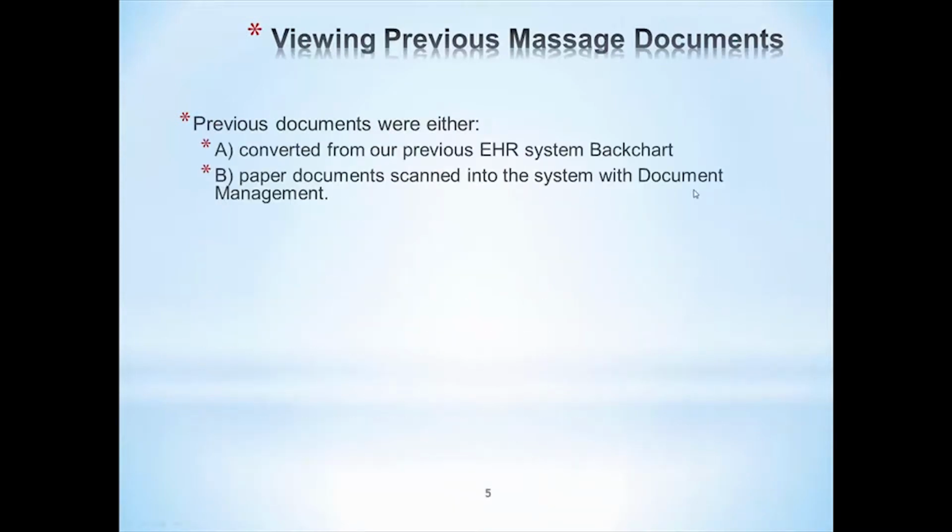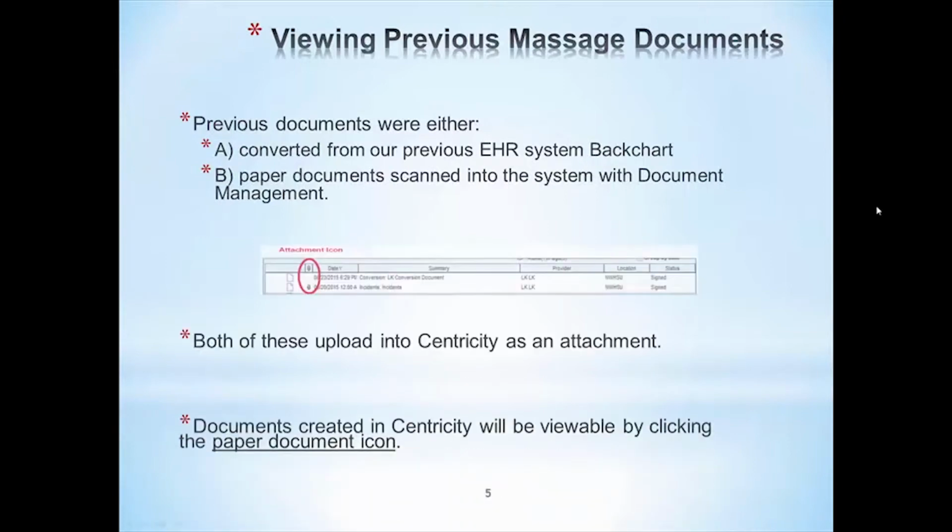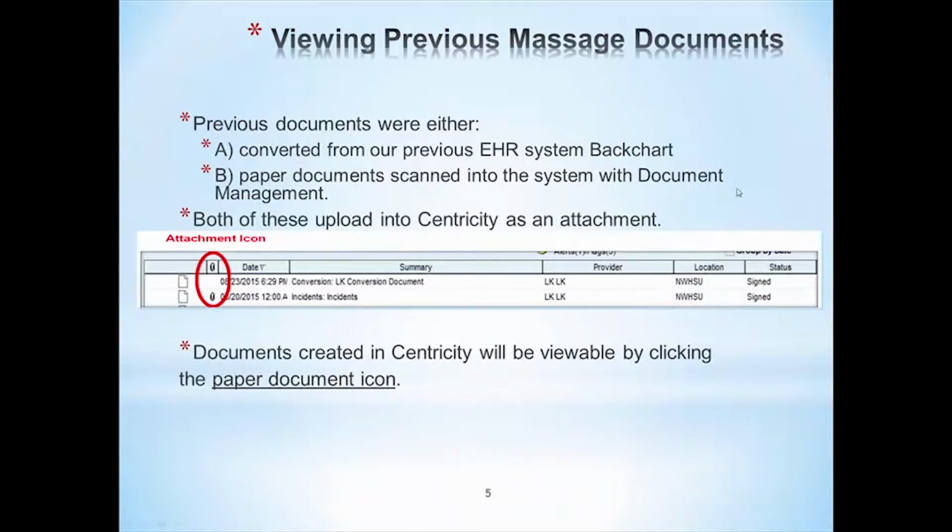Another key concept for us to review is viewing previous massage documents. Previous documents in general that are coming through as attachments are either A, converted from our previous EHR system backchart, or paper documents scanned into the system with doc management through the front desk. Anything that comes through as an attachment is noted here. This is an attachment icon. It looks kind of like a paper clip.